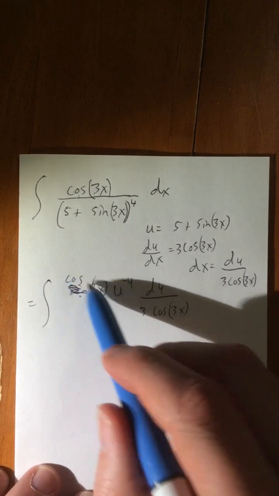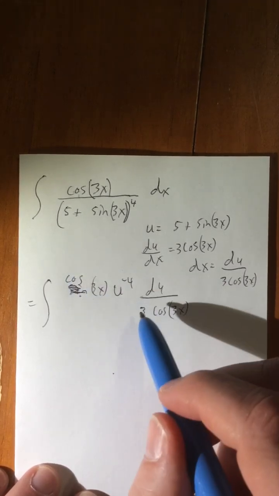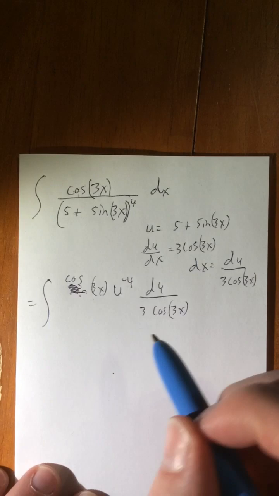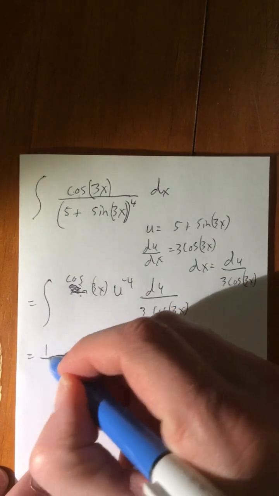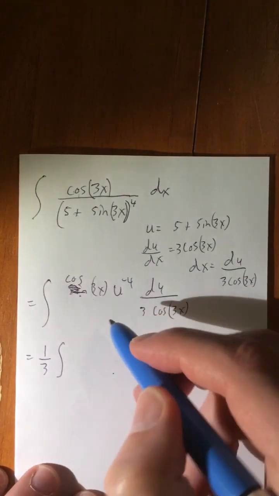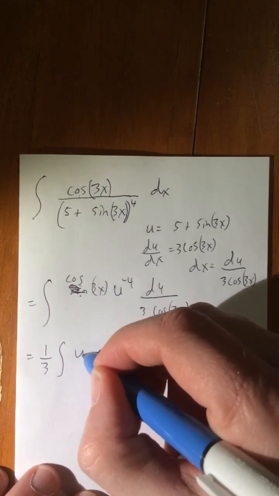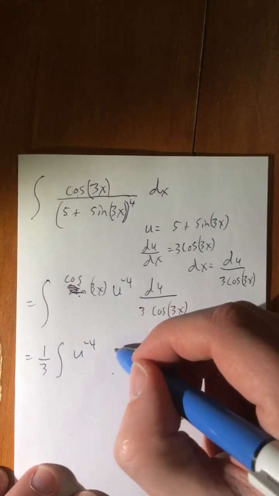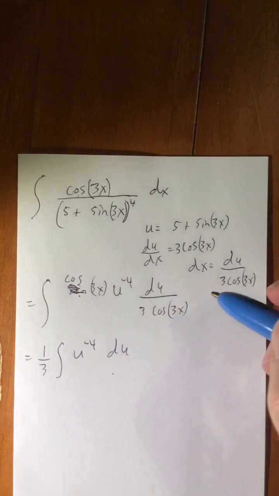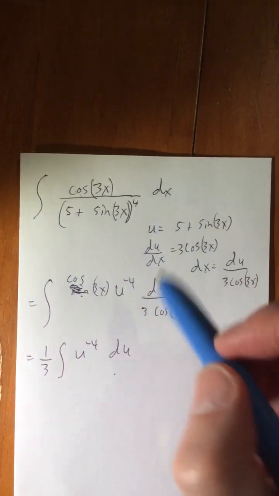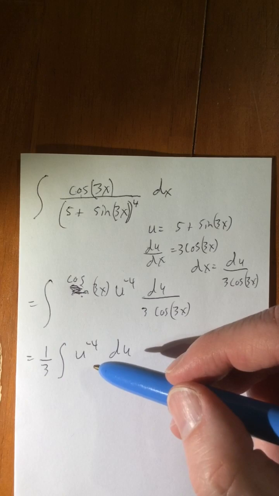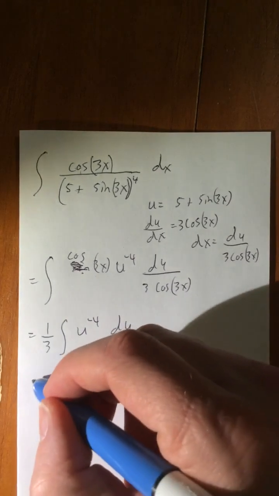So we're going to be able to cancel off the cosine 3x's, and we still have a 3. It's a 1/3 really, so we're going to kick that onto the outside. So we got 1/3 integral of u to the negative 4th du. And again, this whole bunch of gibberish here turns into this simple thing right here. And so then we're going to integrate that.